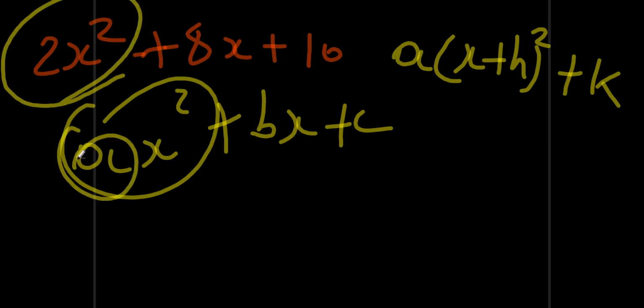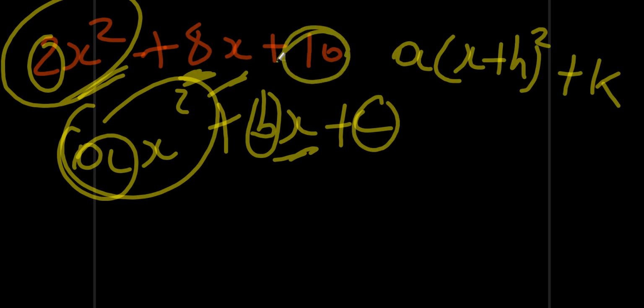As you can see, this coefficient is the coefficient of the x squared, the 2. We have the b representing this 8 as the coefficient of the x, and the variable x is there. And c is just a constant, just as is the constant 10.